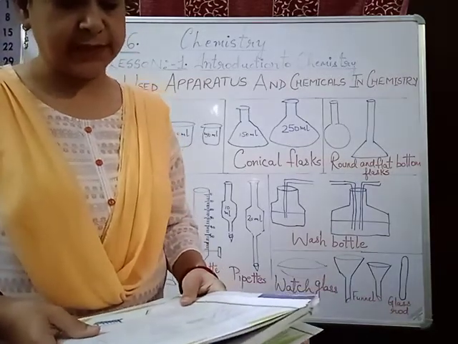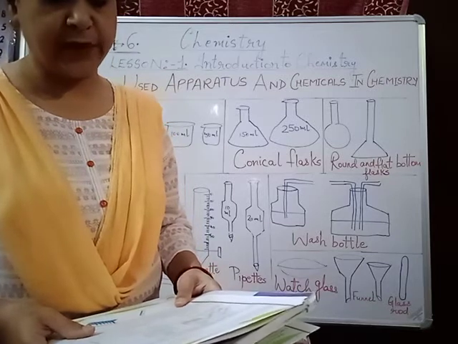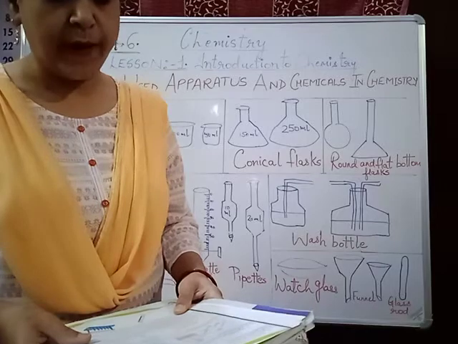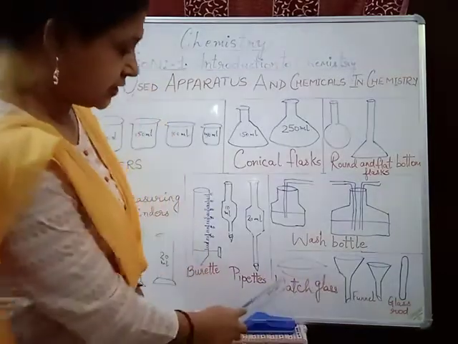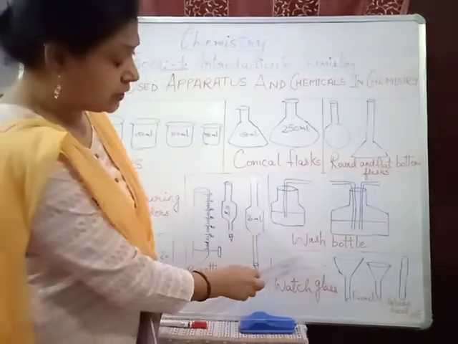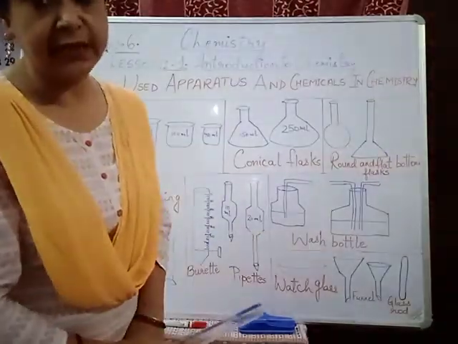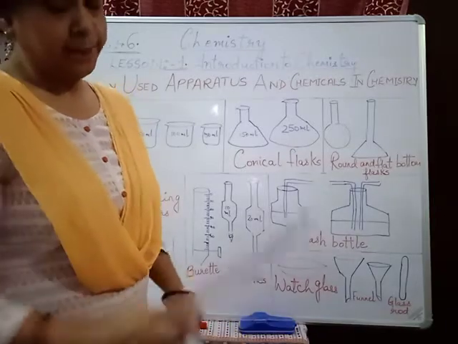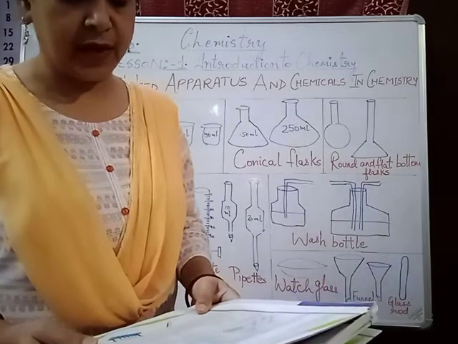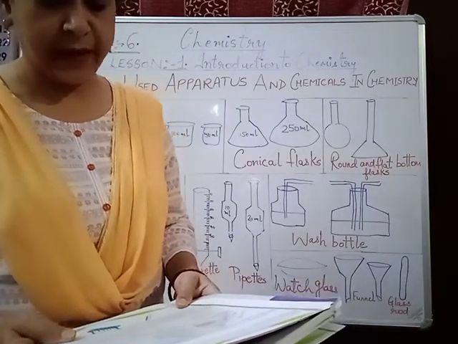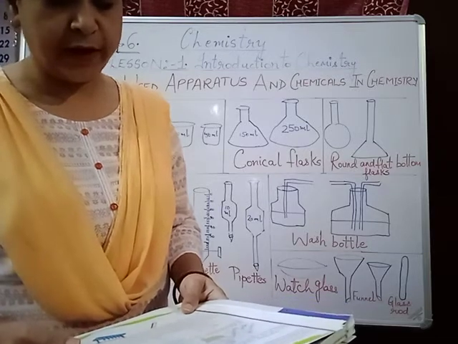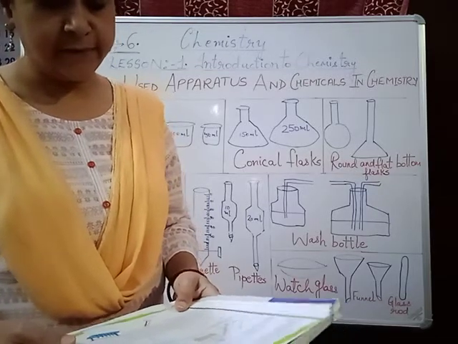Watch glass. It is a circular and curved glass apparatus. It is used to keep chemicals on it while doing experiments. Children, this is a watch glass, and whatever substance we want to keep, we keep on this in the chemical lab. So this is called a watch glass. Funnel. It is a conical glass or polythene vessel. It has a long neck. It is used for filtration or for pouring liquid in narrow neck vessels.